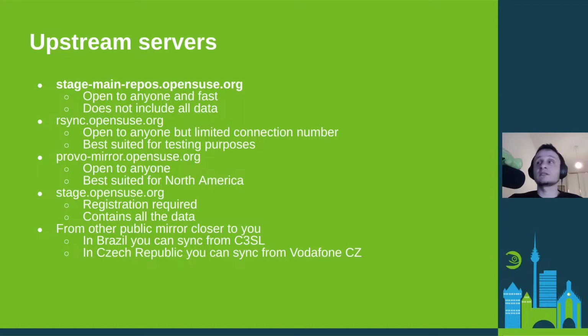There is also stage.opensuse.org. This has all the data, or should have all the data, but this requires registration. So it's not open to everyone. You need to create a ticket and request access to this server. And you can also fetch from other public mirrors that are close to you if they provide rsync capabilities. For example, in Brazil, you can sync from C3SL. They are possibly the biggest mirror in South America, or at least in Brazil. And in the Czech Republic, for example, you could mirror from Vodafone, CZ.